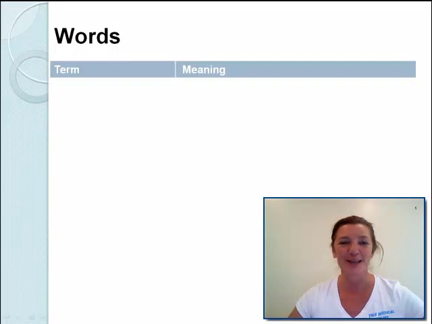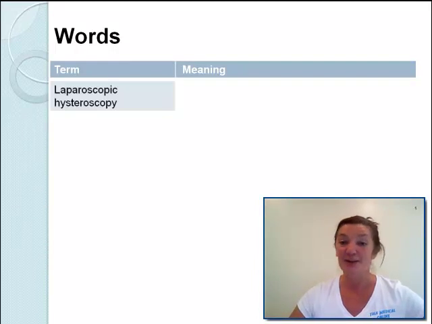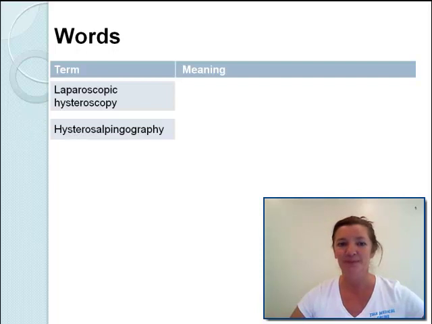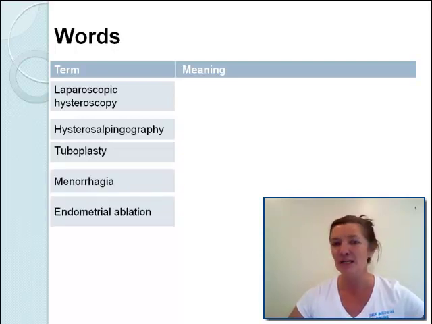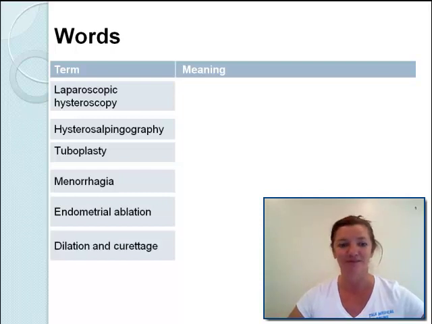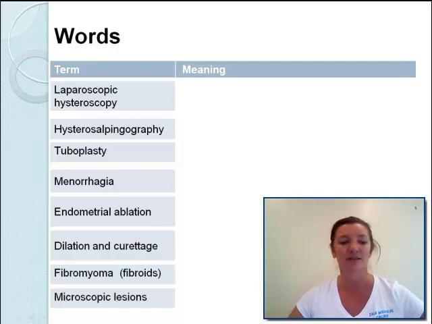We're going to look at some words here for you to think about. Let's look at the first one, laparoscopic hysteroscopy. Hysterosalpingography. Tuboplasty. Menorrhagia. Endometrial ablation. Dilation and curettage. Fibromyoma, fibroids, and microscopic lesions. Let's have a think about these and see what they may mean.